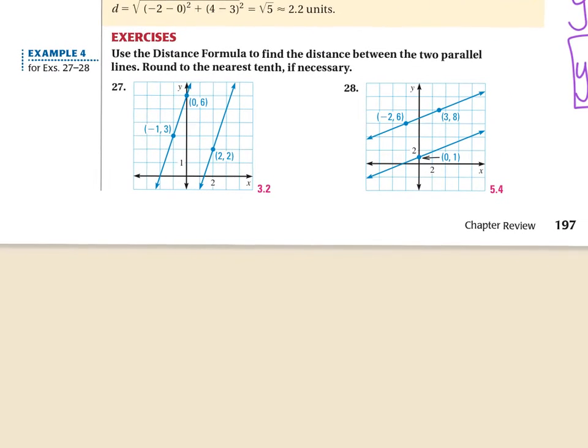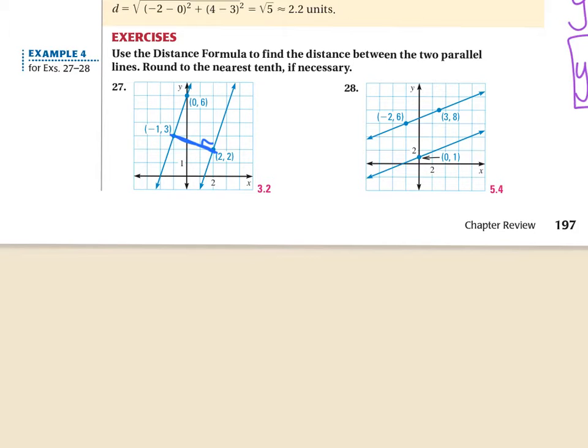This one says use the distance formula to find the distance between the two parallel lines. Round to the nearest tenth. So we're actually going to leave it as a square root. We don't need to round. So what appears to be true is that it looks like this is a perpendicular segment here, which is what I would need in order to show the distance.